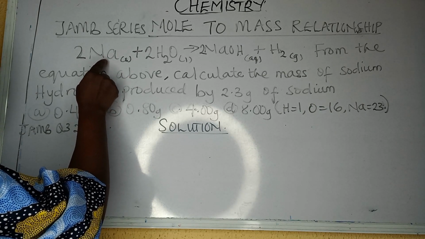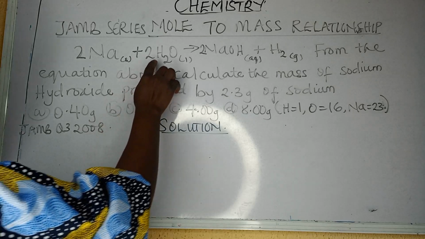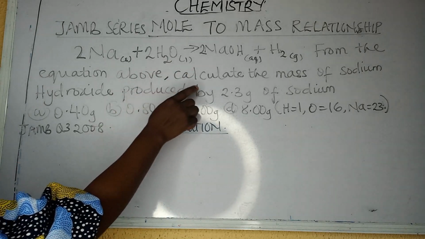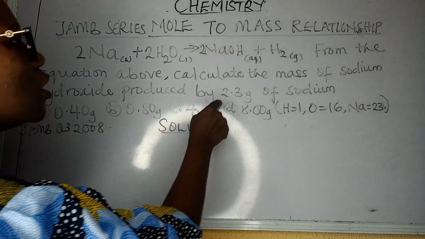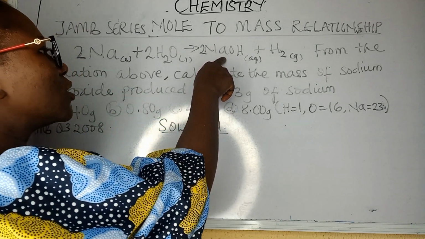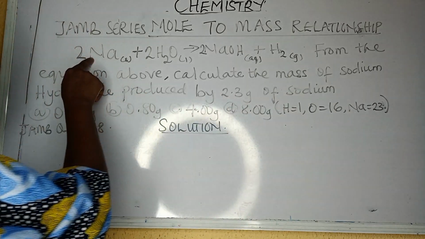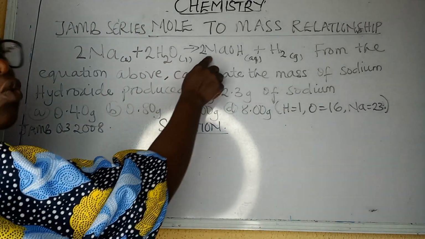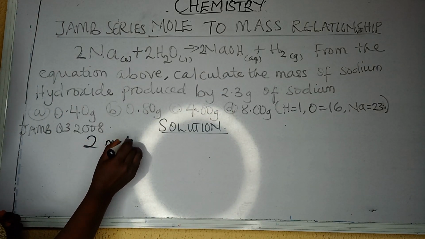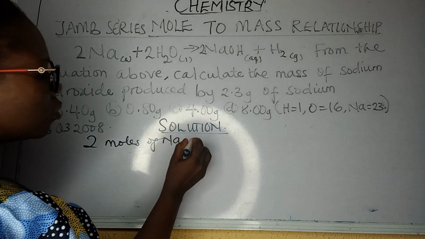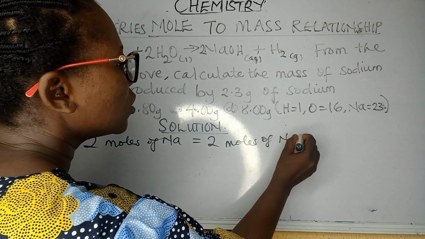2 moles of sodium react with 2 moles of water. And the question is asking us, what is the mass of sodium hydroxide produced? So we are considering sodium hydroxide by 2.3 gram of sodium. So it means 2 moles of sodium produce 2 moles of sodium hydroxide.